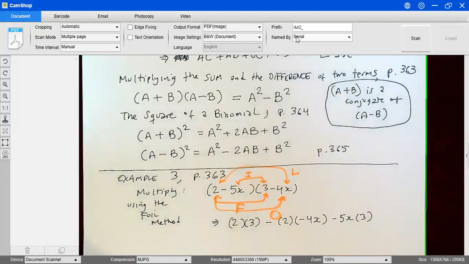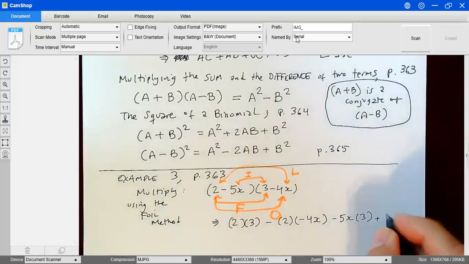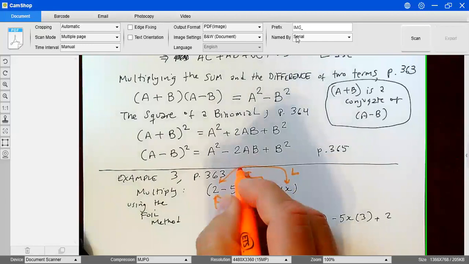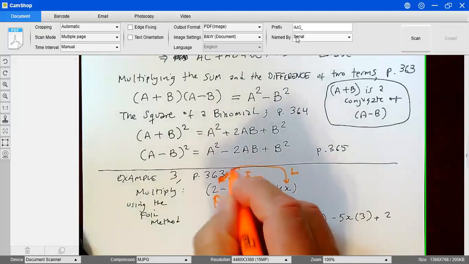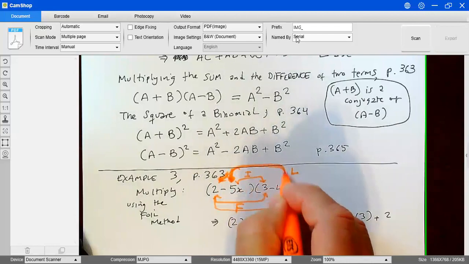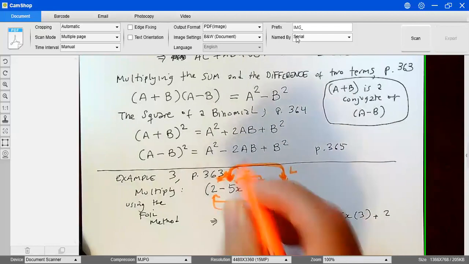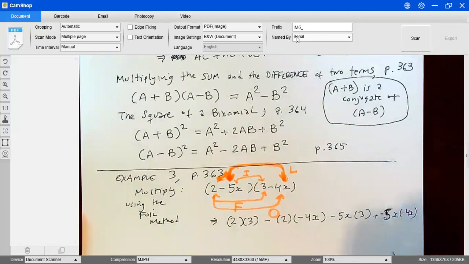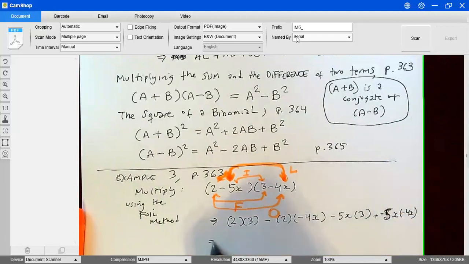The last terms are these two. So it's going to be -5x times -4x. So let's simplify this. This is going to be just 6. This is going to be -2.